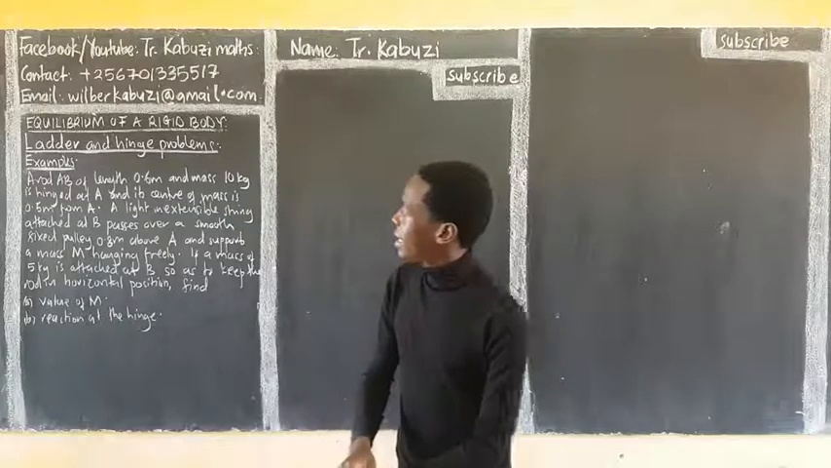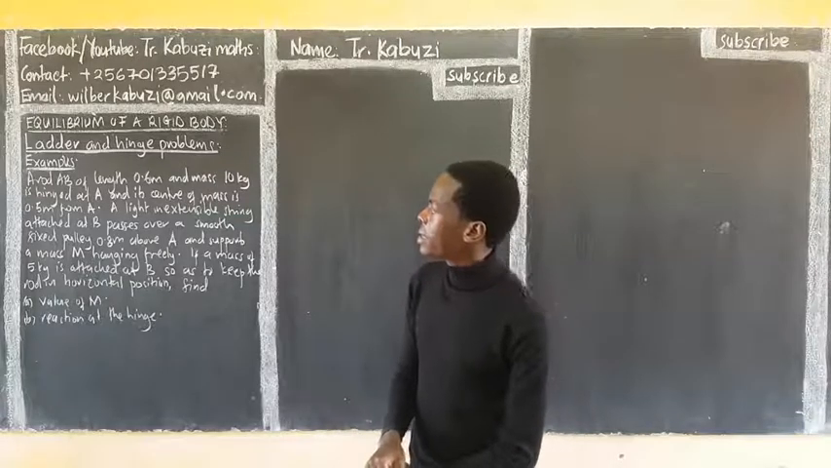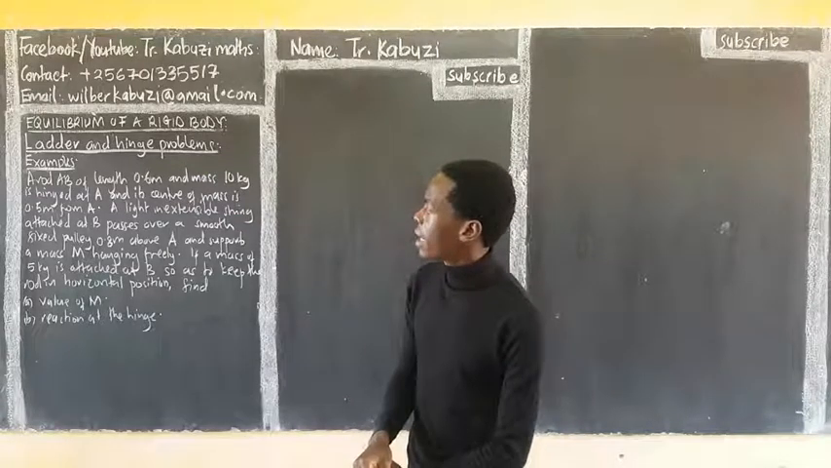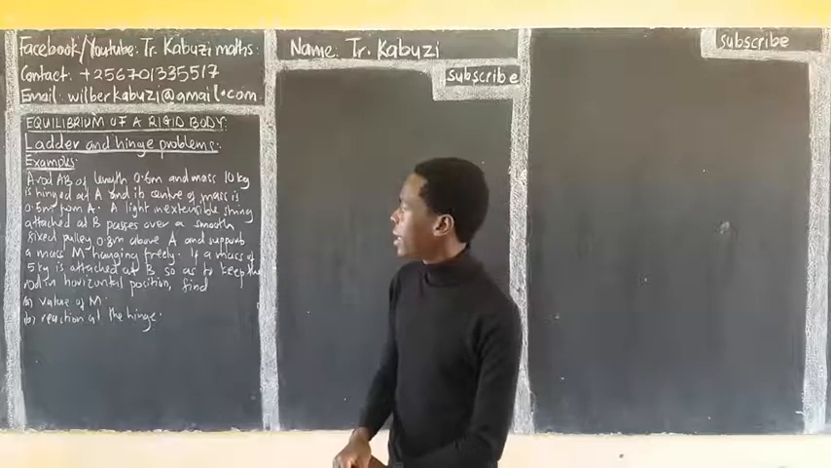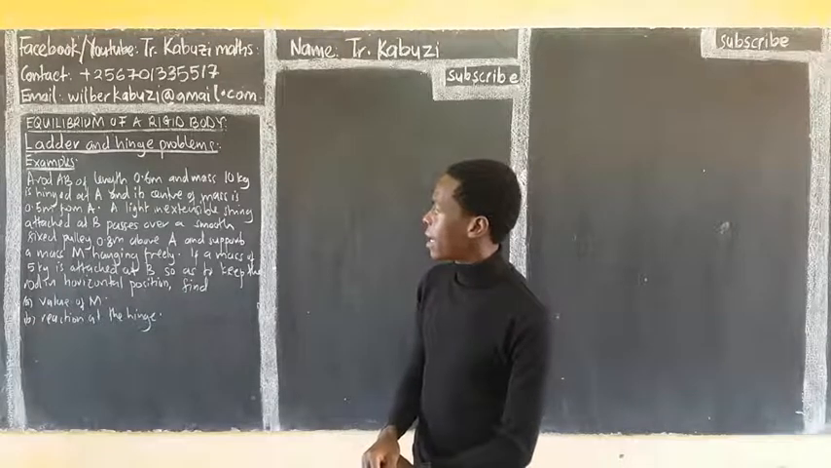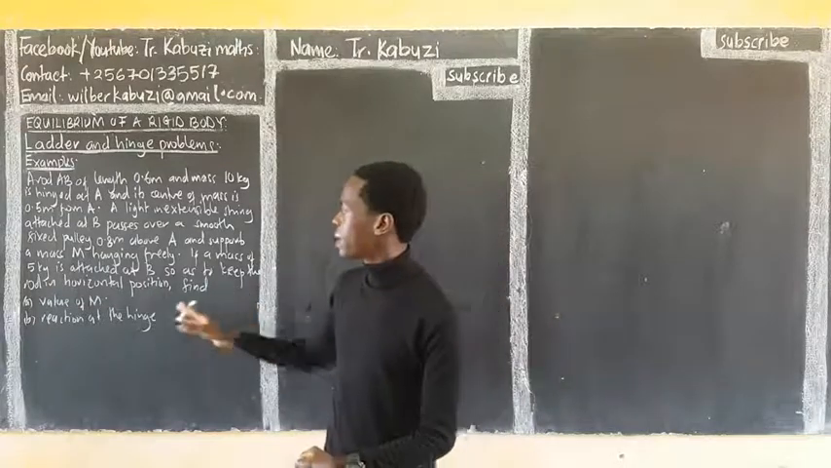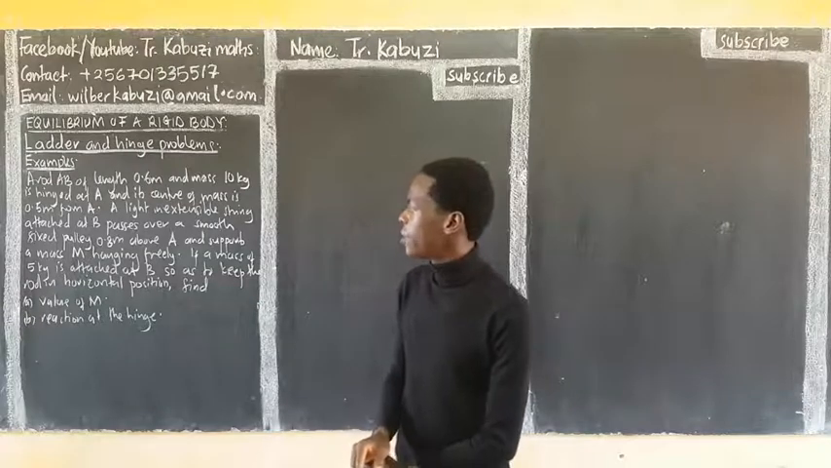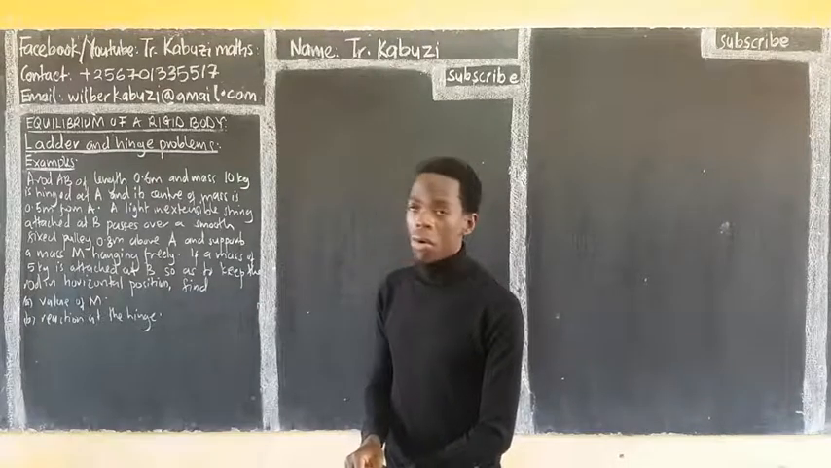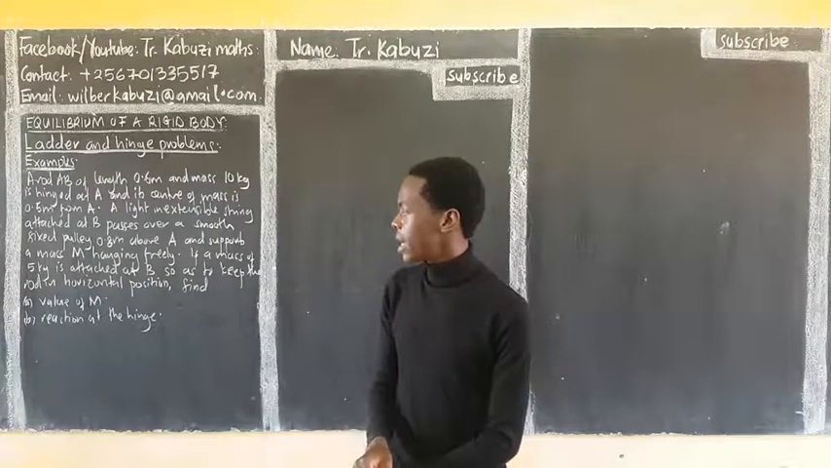A light inextensible string attached at B passes over a smooth fixed pulley 0.8 meters above A and supports a mass M hanging freely. If a mass of 5 kilograms is attached at B so as to keep the rod in horizontal position, find the value of M, then the reaction at the hinge.